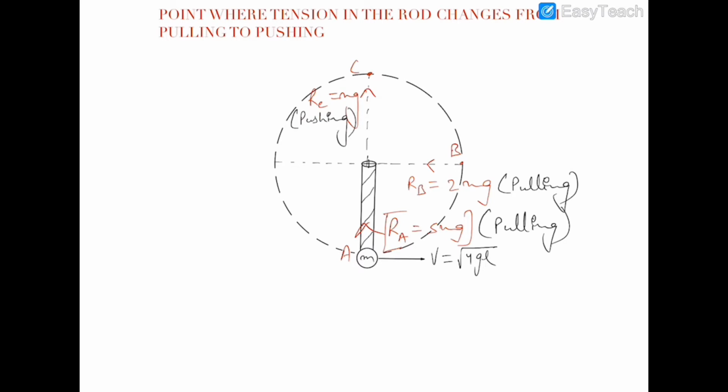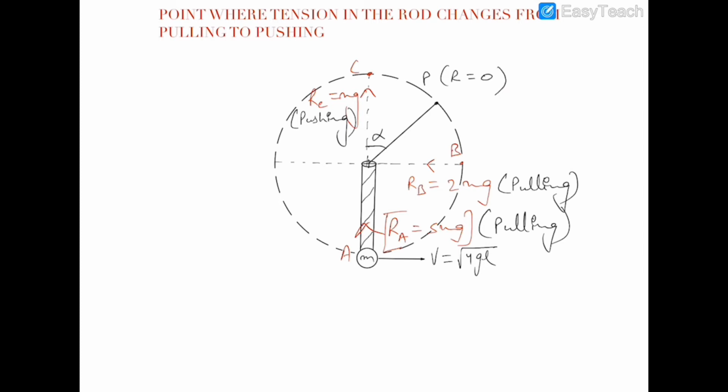So you can see a trend that the reaction is continuously decreasing as the ball is moving from A towards B, and beyond B the reaction will be 0 at some point, and after that point the reaction will change its direction and change its nature. The point where the reaction will be 0 will be the point where it changes from pulling to pushing. So let's suppose this point has an angle of alpha, and let's call this point P.